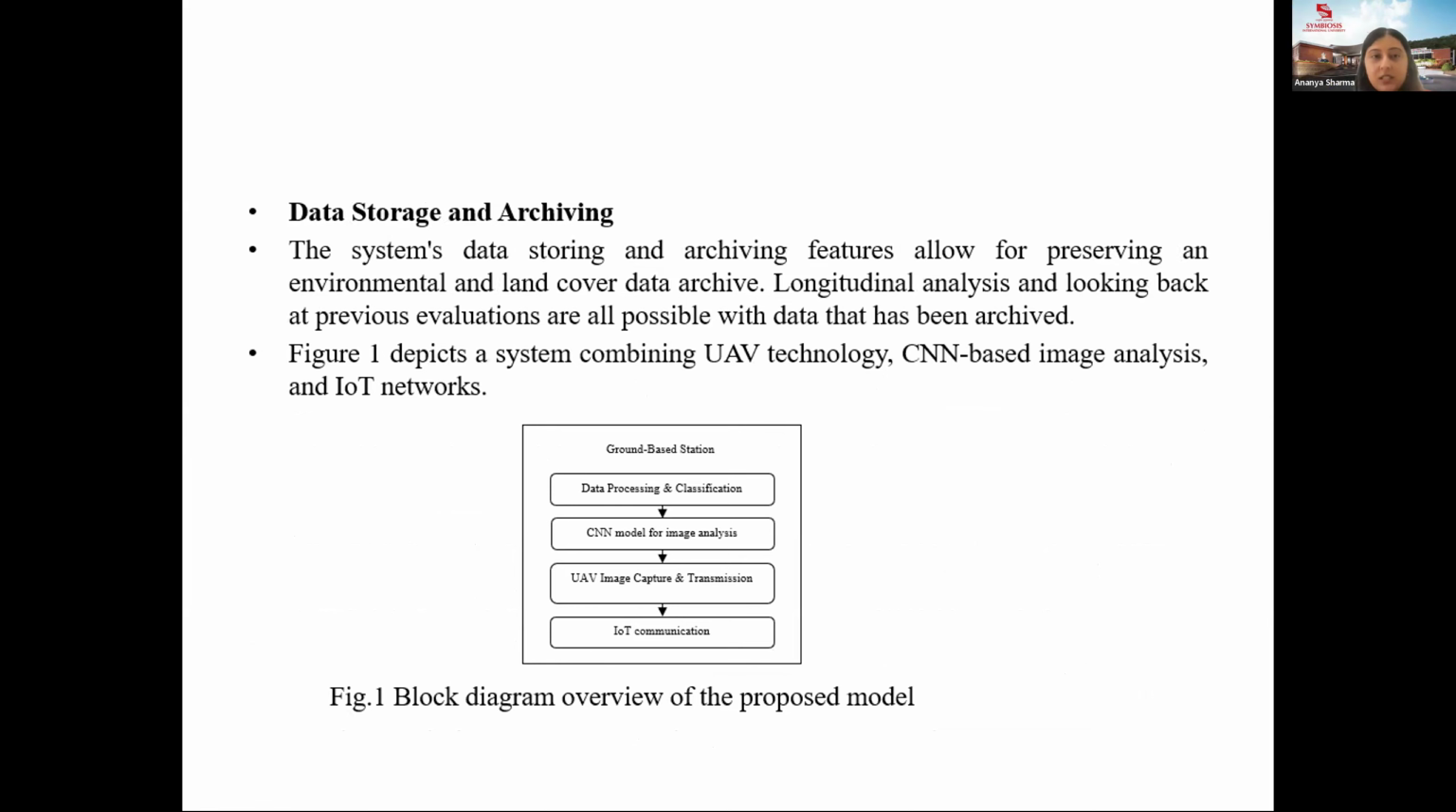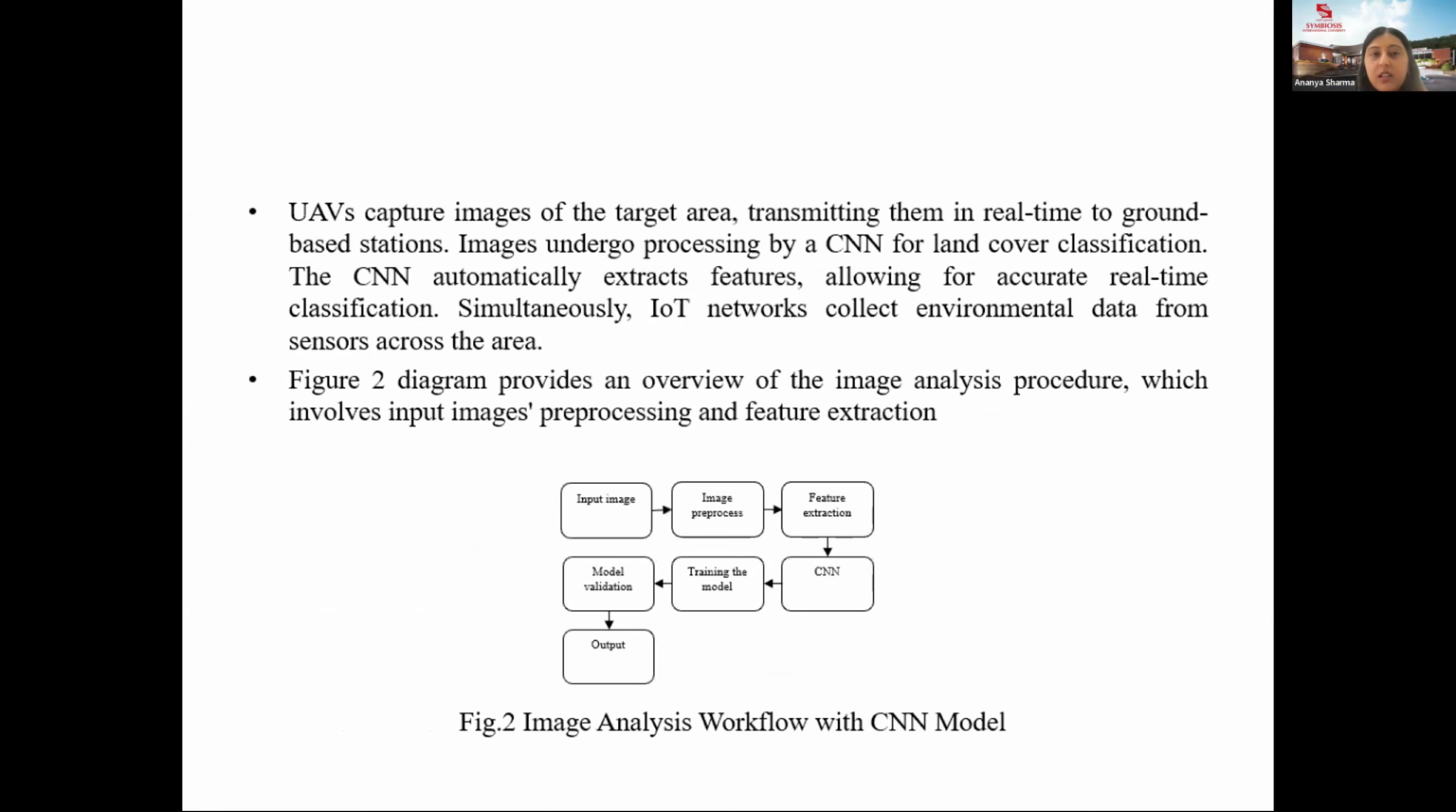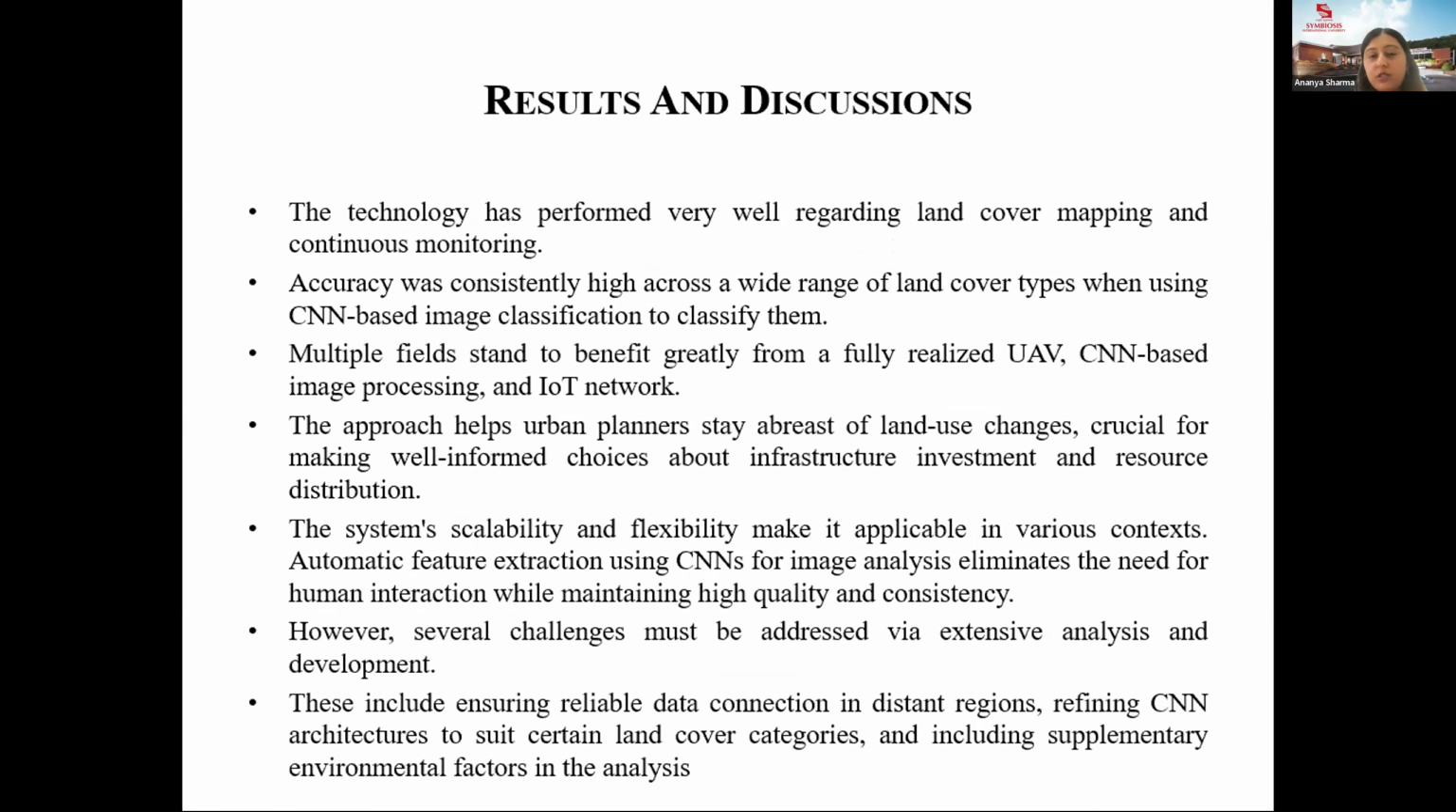So this is the figure that is depicting this. I'll just come to the results. These results show that the technology has performed very well regarding land cover mapping and continuous monitoring. Accuracy was consistently high across a wide range of land cover types while using CNN-based image classification.